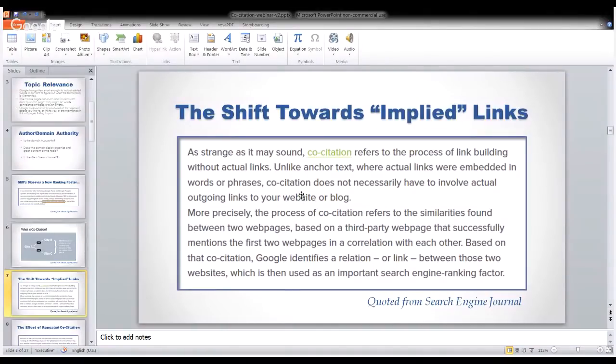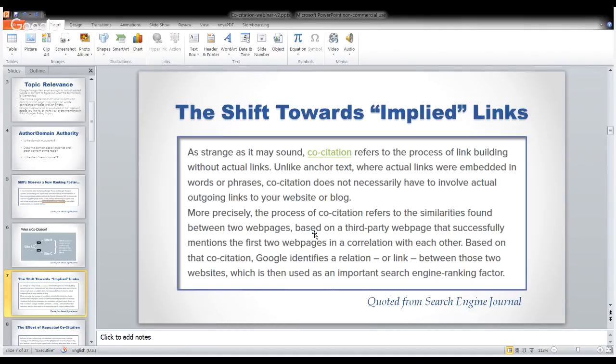All right, so now, Search Engine Journal also had more to say about this. They talked about the shift towards implied links. Now, what is an implied link? Well, as we mentioned, there's a direct link where I link out or somebody links to me directly. But an implied link is when I don't directly say these two sites are related, but because I'm talking about both of them at the same time, there is an implication that I think they're related, even though I don't have to directly say it.